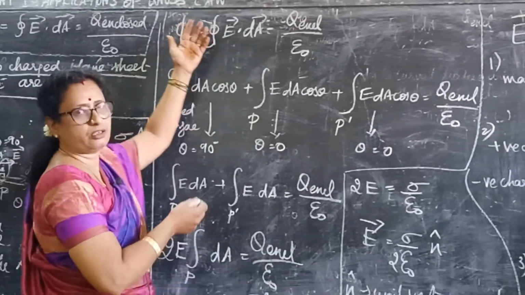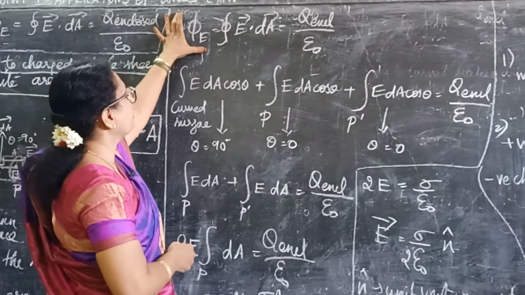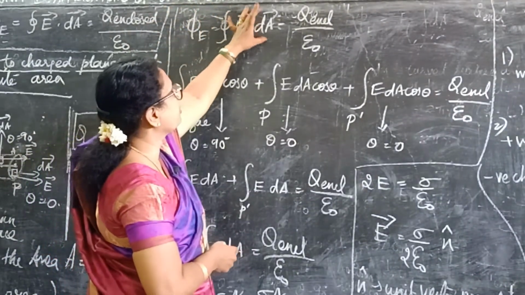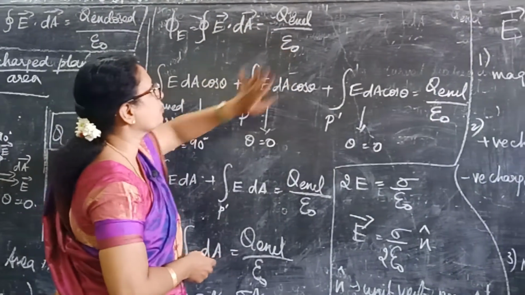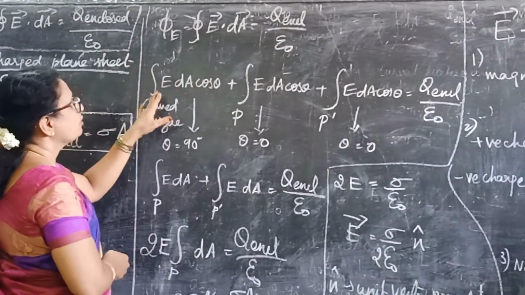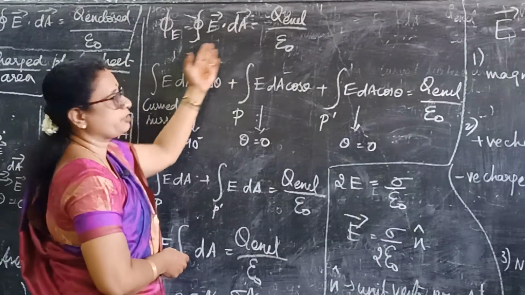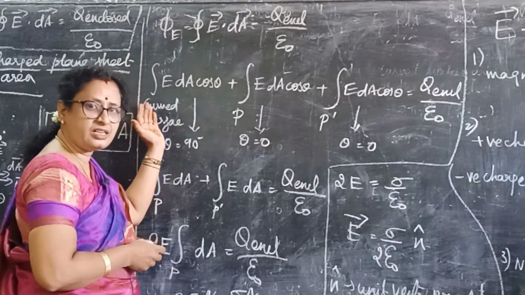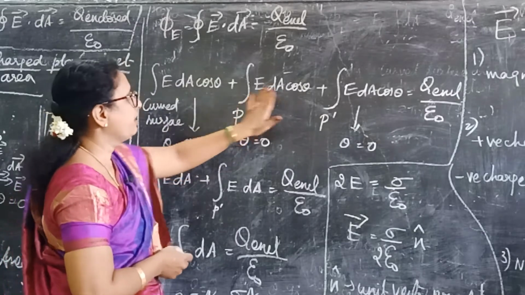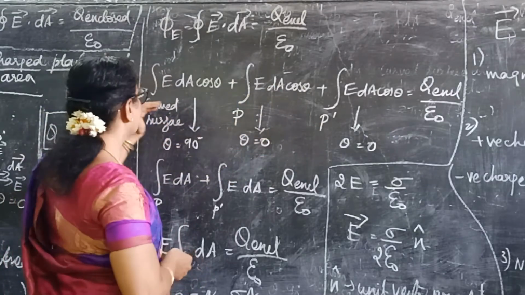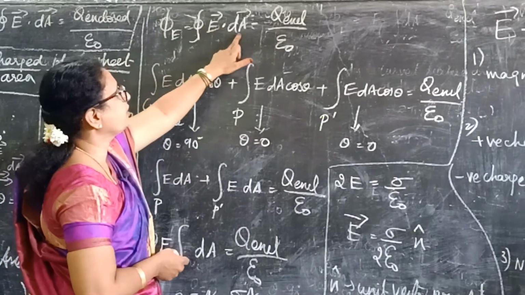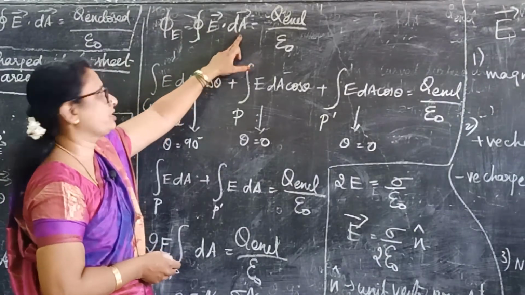Okay, now we will do the derivation. We all know the expression already: phi E is equal to the closed integral of E vector dot dA vector, which is equal to Q enclosed by epsilon naught. So, this expression we are going to split into three parts: one for the curved surface, another for the surface P, and another for the surface P dash. For the curved surface, the integral of E vector dot dA vector is E dA cos theta.